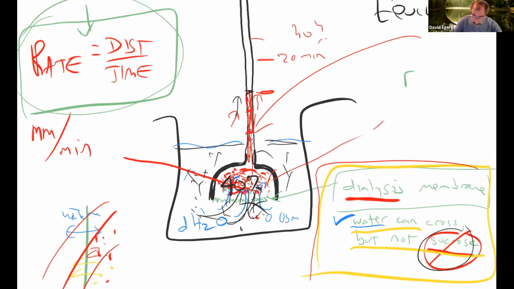Will the water just keep going up the tube forever? No. Why is that? Because at some point there's going to be no net movement. But why? What would stop it? They're going to be in equilibrium. It's going to be the same osmolarity. Yes.